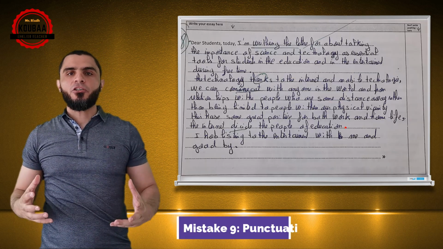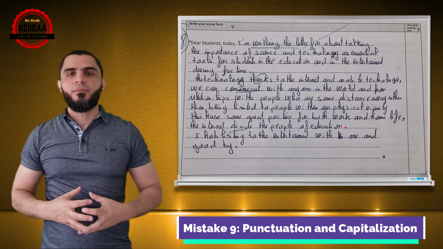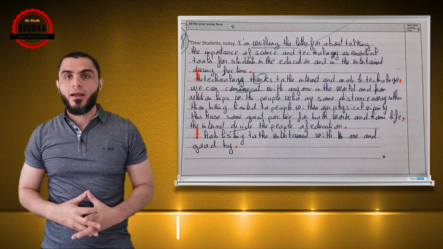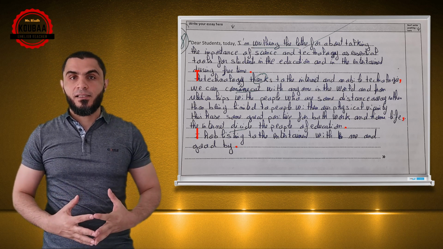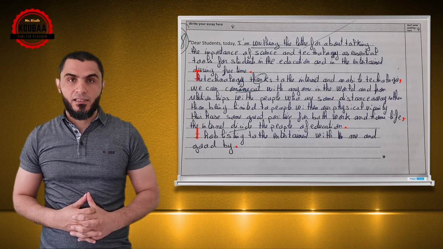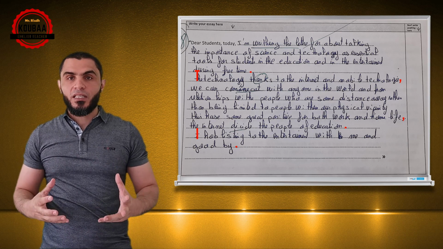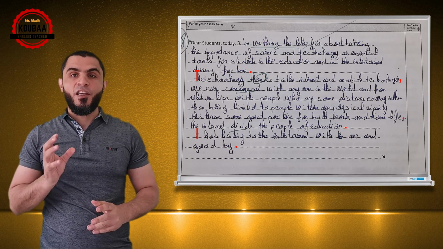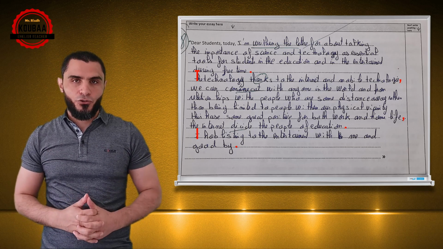Mistake number 9, punctuation and capitalization. These two elements are most of the time neglected by students. This is among the things you need to proofread for after writing your essay. Sometimes we find 4-line sentences, which makes it hard for the examiner to understand your ideas. So my tip is make your punctuation and capitalization clear and apparent. It gives the examiner the impression that you are aware of them and that you know what you are doing.